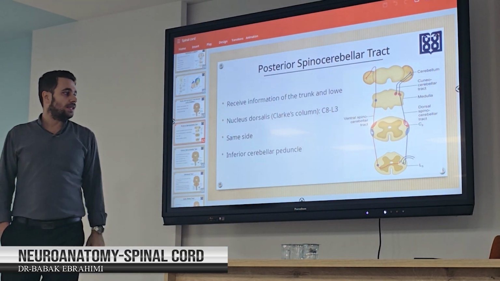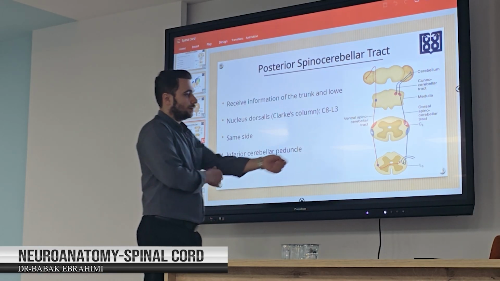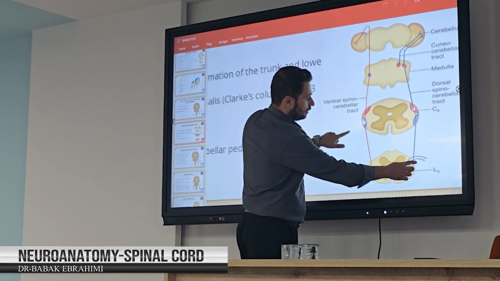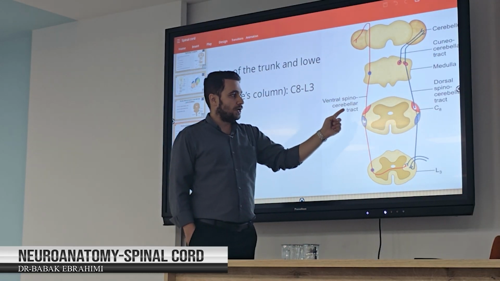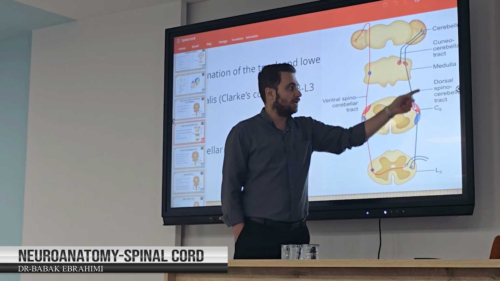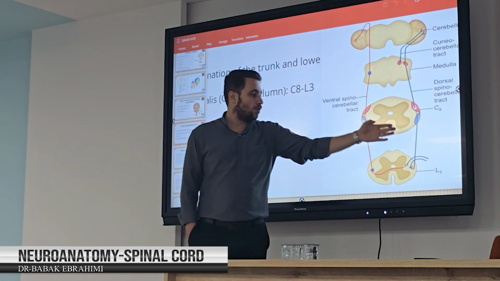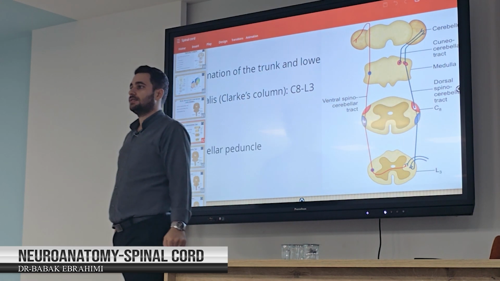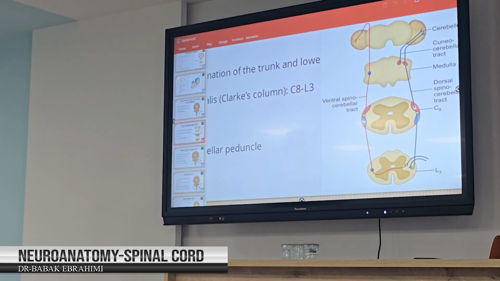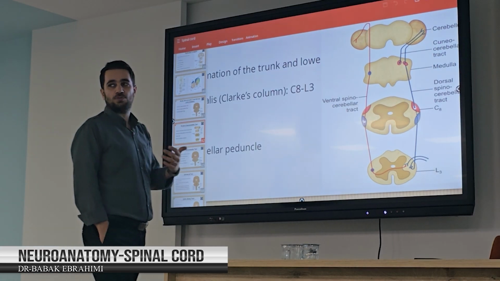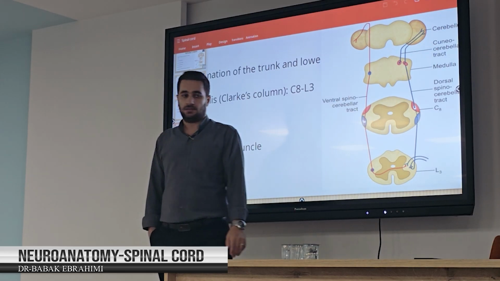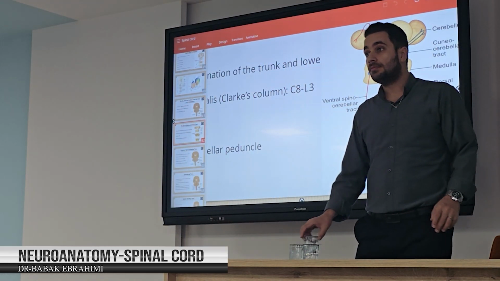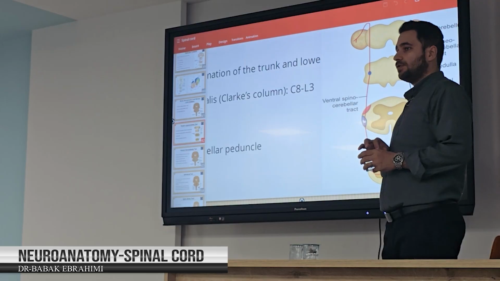Posterior spinocerebellar. Look at here. This one, we have two tracts. Ventral or anterior spinocerebellar, and this one, the blue one, is dorsal spinocerebellar. What is the difference? Someone answer, and get a plus. You must save the marks for the final marks if you want to pass. What is the difference between the blue one and the red one? Dorsal receives the signals. Receives the signals. Yes, both of them receive the signals.